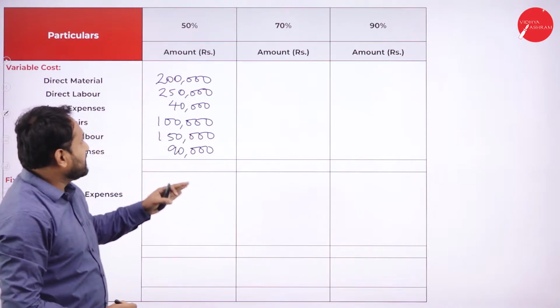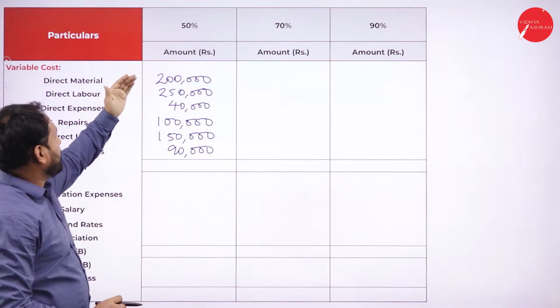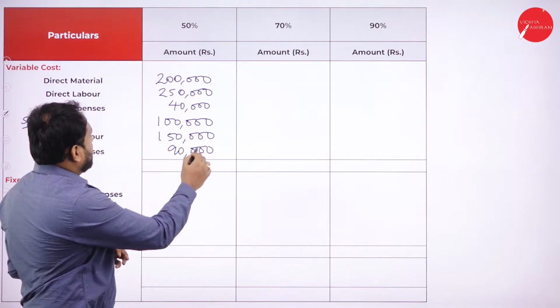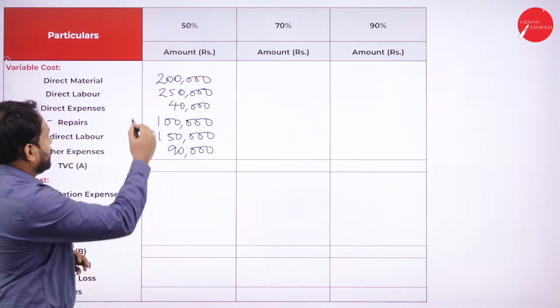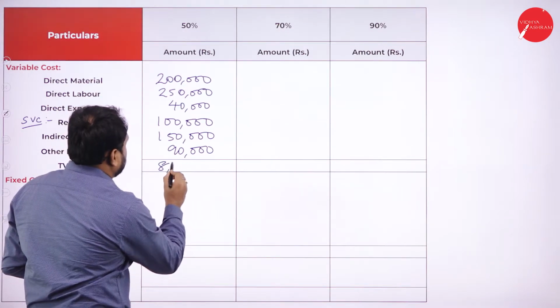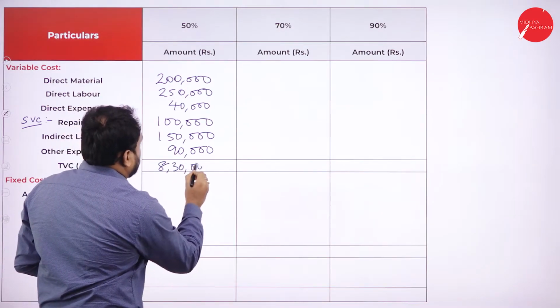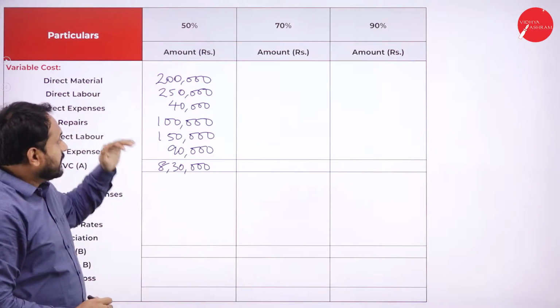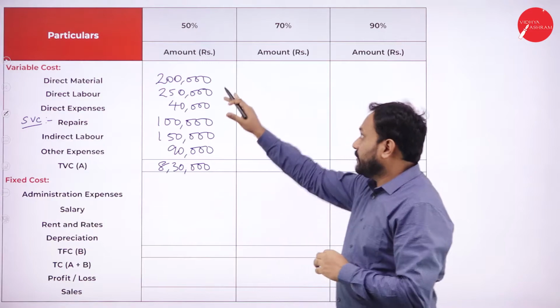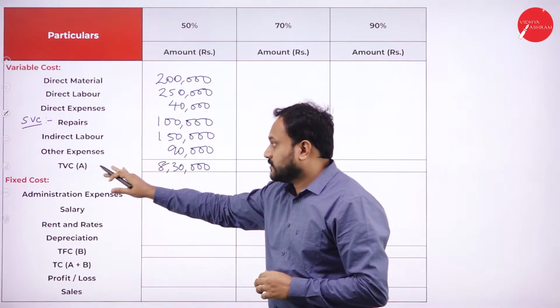So quickly we are supposed to calculate now. We have 2 lakh, then 2 lakh 50, then 40, 1 lakh, 1 lakh 50 and 90. Totally you get 8 lakh 30,000. Please calculate using your calculator, right? So the first one, that is the variable cost, is all done.